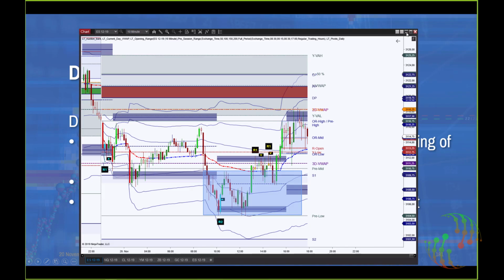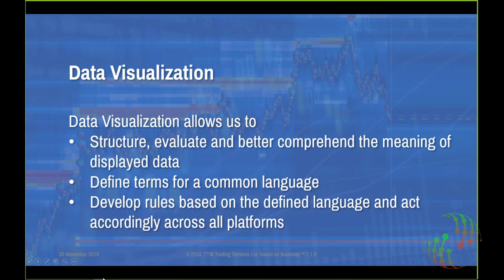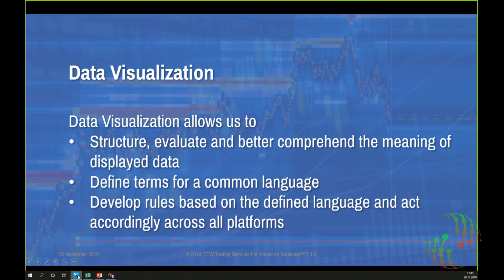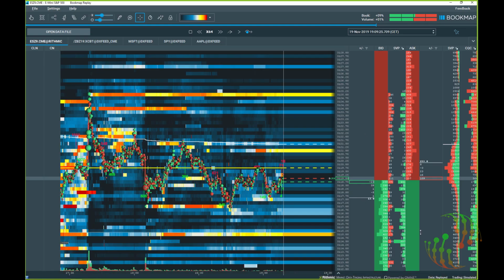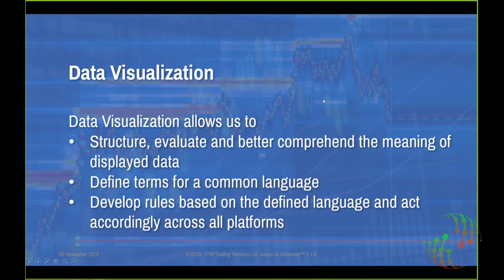But when we are looking into the depth of the market, when we are looking at the limit order book, and when you want to understand these sweeps, which are great trading opportunities, then we have changed our equipment and software equipment, of course, and also the data delivery equipment. So now, when we have everything in place, we can structure, evaluate, and better comprehend the meaning of displayed data. We can form a common language like we are doing here this week.